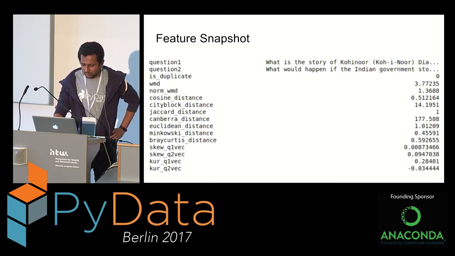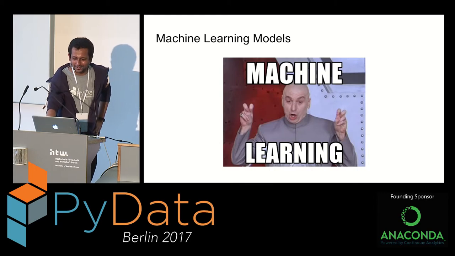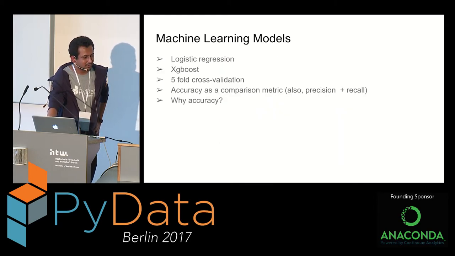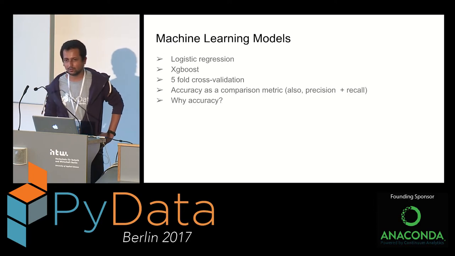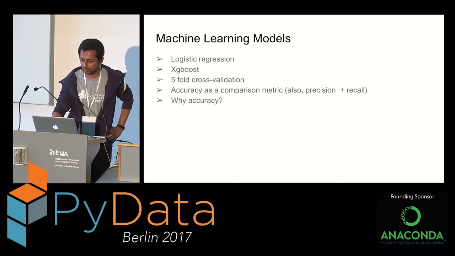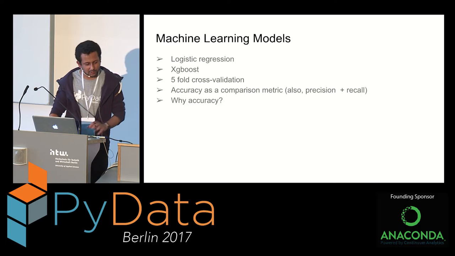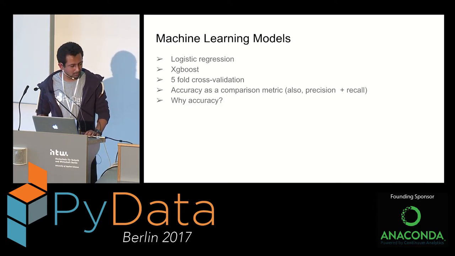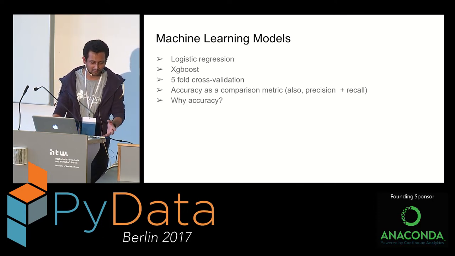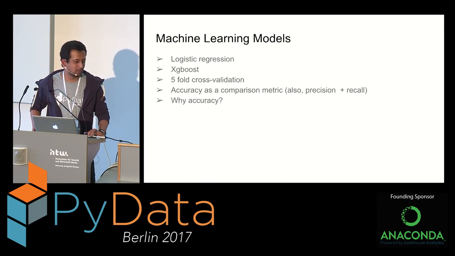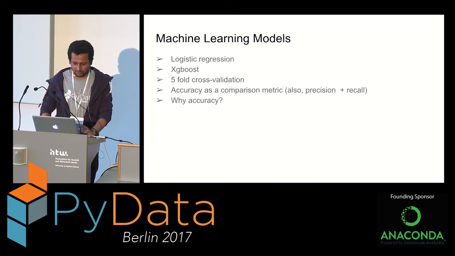And then we can go into building machine learning models on the features we have already created. I went with two of my favorites, logistic regression and XGBoost. I used five-fold cross-validation with stratified splits, so the ratio of positive to negative samples is the same in each split. I used accuracy as a comparison metric. I was also looking at precision and recall. I chose accuracy because Quora engineering, in their blog, explain that they use accuracy for this task. Also, there are some papers which are using this data, and I wanted to compare to them. That's why I was using accuracy.